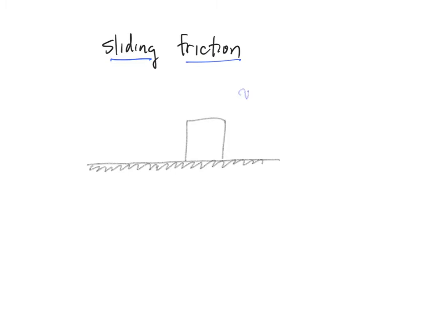So we'll say V initial is 0. So it's at rest, and I come in and I push it. So I apply a force, this applied force. And what I'm going to do is vary the applied force. I'm going to start really small with my applied force, and then gradually push harder and harder and harder. So I'm going to gradually make this applied force bigger and bigger.